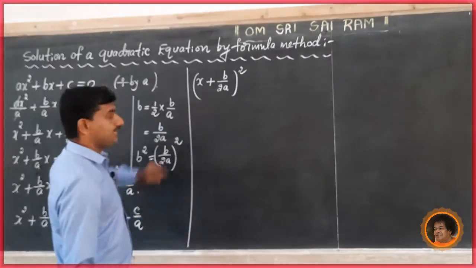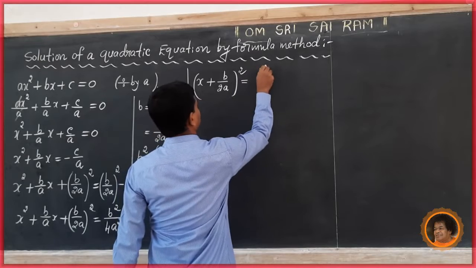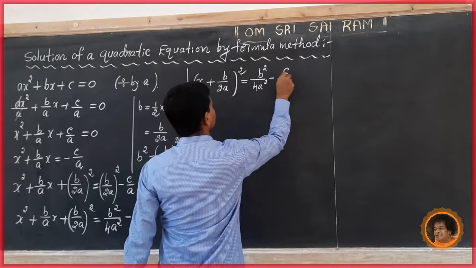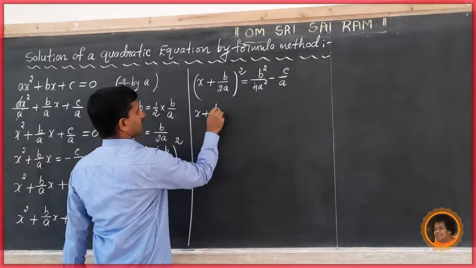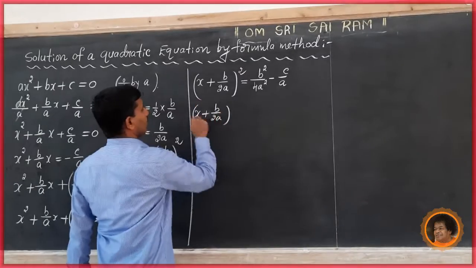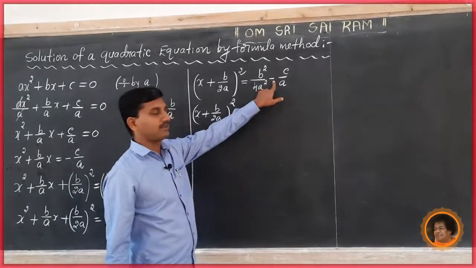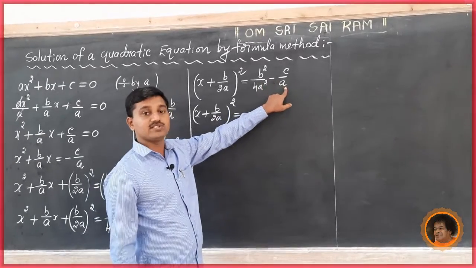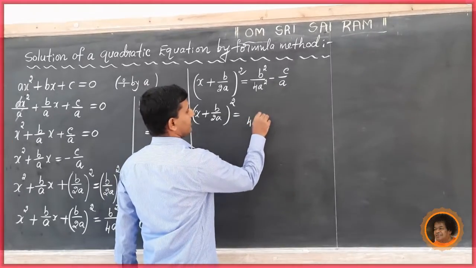(x + b/2a)² equals b²/4a² minus c/a. Now, take the LCM. In between there is a minus sign, so we have to subtract. What is the LCM of 4a² and a? The LCM is 4a².